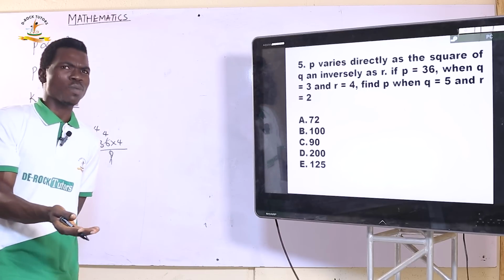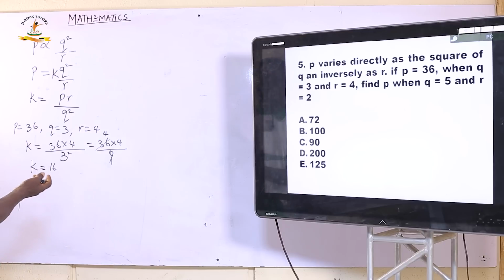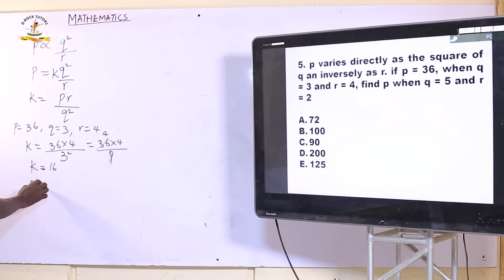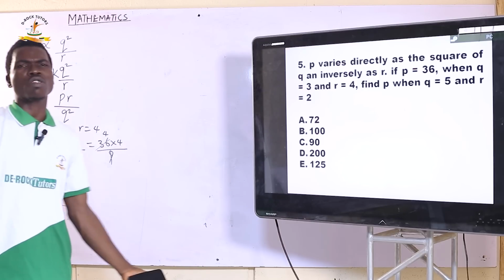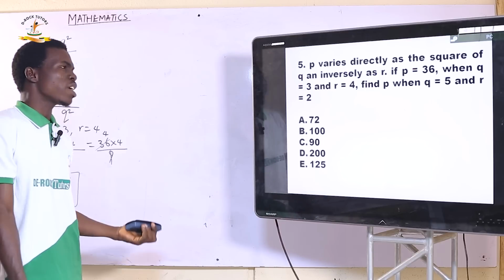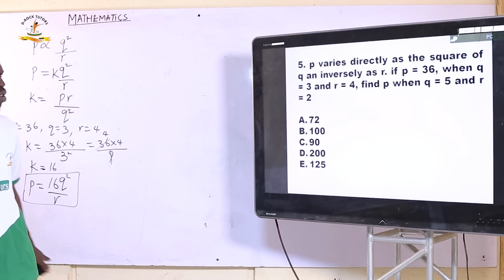Having gotten my K to be 16, I now go and write this formula, putting the value of K as 16 to solve my equation. So I'm going to write P equals, instead of writing K here, I just write 16. Then I write Q squared all by R. So this is the formula connecting P, Q, and R. The question might come again and ask you for the formula connecting P, Q, and R. So this is going to be the formula.